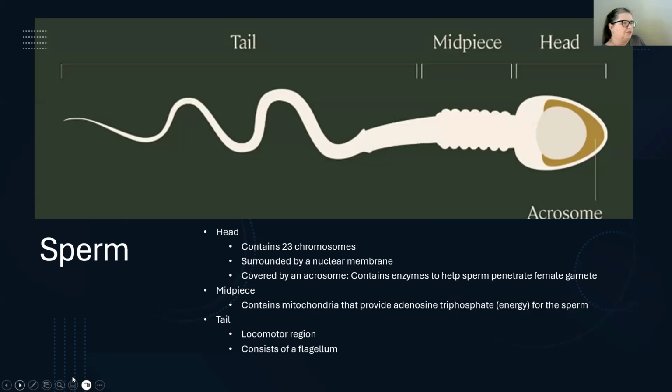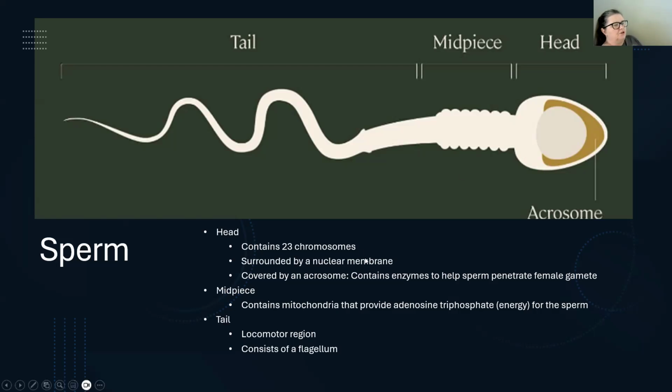All right, so we talked about sperm being the main product of this whole area. This is what a sperm looks like. It is divided into three parts. You have the head, the midpiece, and the tail. The head is covered by what's called an acrosome. The acrosome, which is this area right here, is basically like a little cap that has enzymes in it that helps the sperm to penetrate into the female gamete, which is the egg.